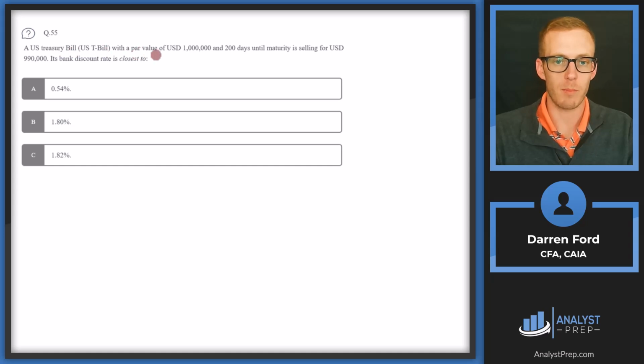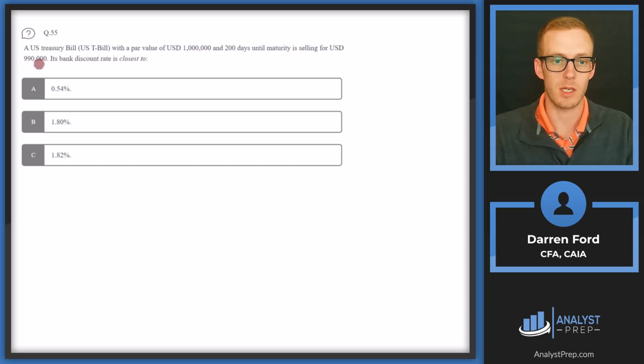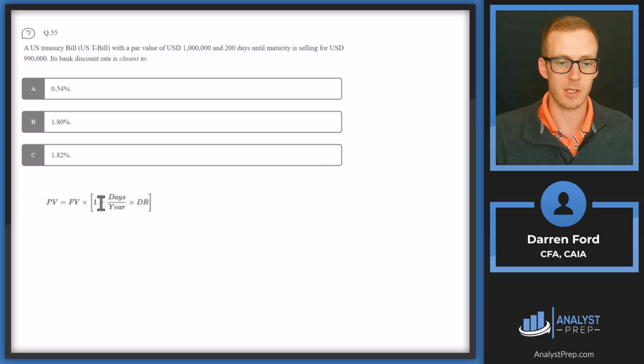Question 55. A U.S. Treasury bill with a par value of $1 million USD and 200 days until maturity is selling for USD 990,000. Its bank discount rate is closest to. So let's pull in that formula here. Our bank discount rate is going to be present value equals future value, which will be that par. And then we're going to multiply that by 1 minus the days over year. So we're going to be using 200 days, and then for year we always use 360. And then multiplying that by the discount rate. So discount rate is what we're going to be solving for here. We're given all of these other values, but we need to solve for discount rate.